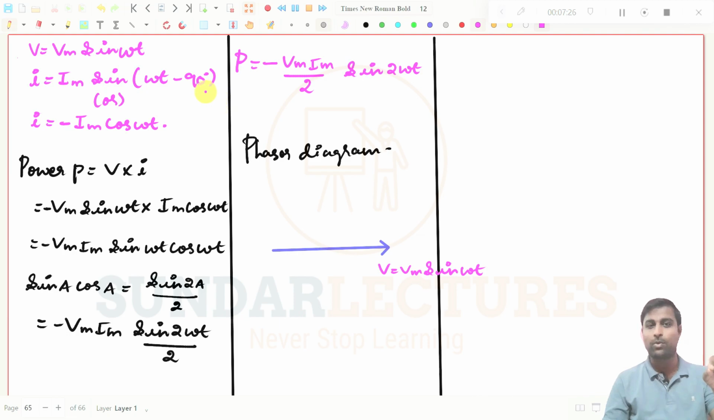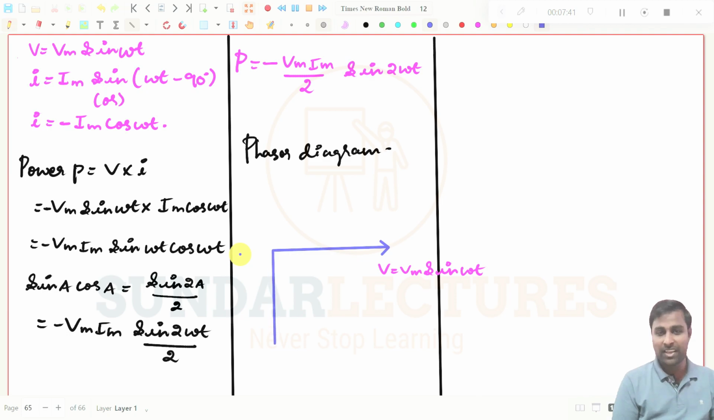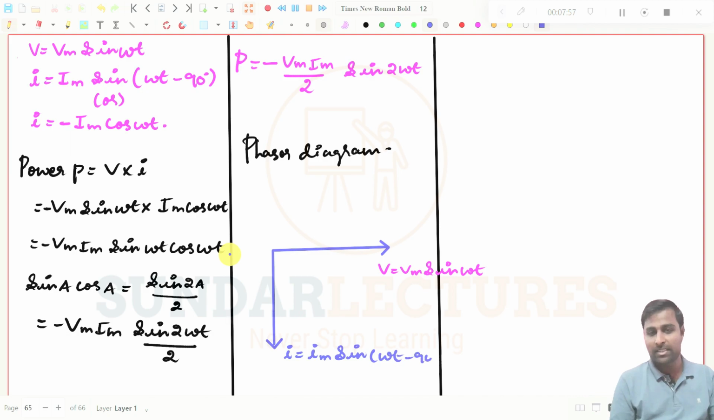What is the phi value here? It is 90 degree. Try to understand, it will be 90 degree, that too in the negative direction. So how will you draw this one? Very simple, right? This will be like this. And this will be I, which is equal to Im sine of omega t minus 90 degree.